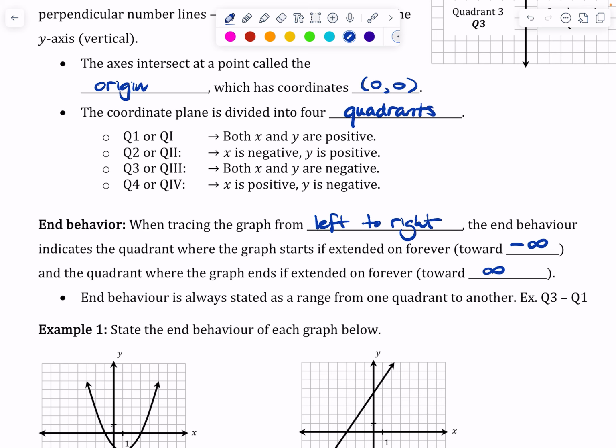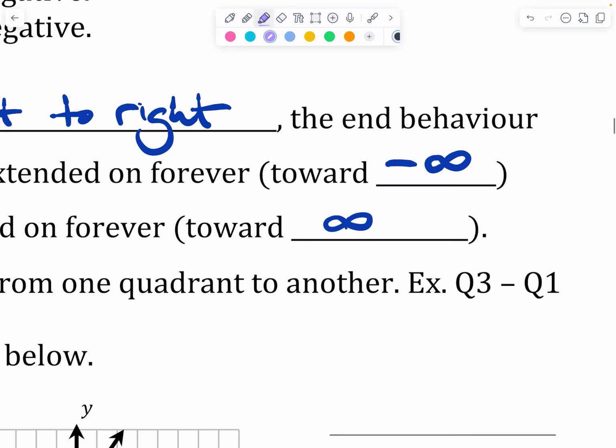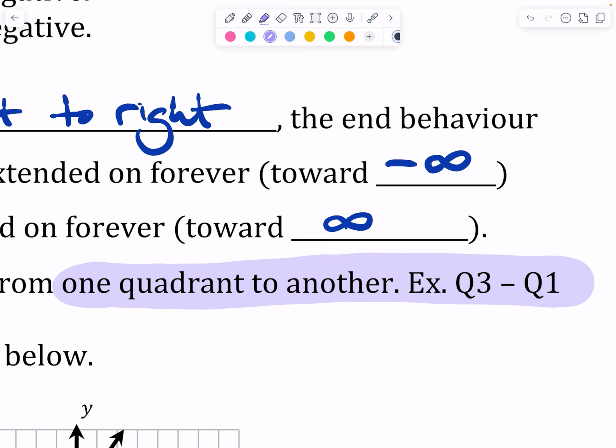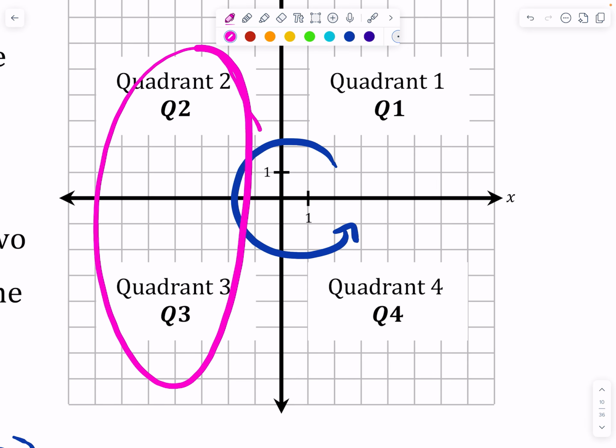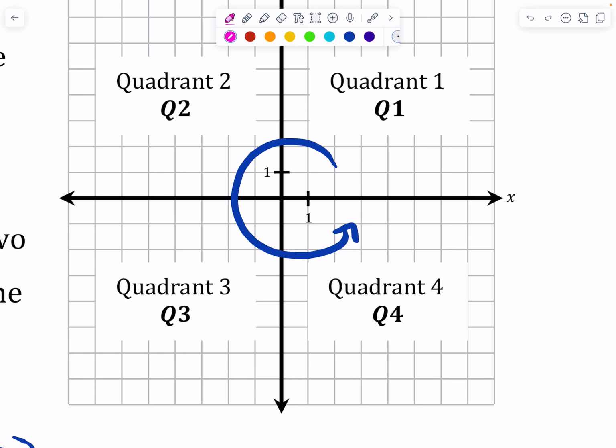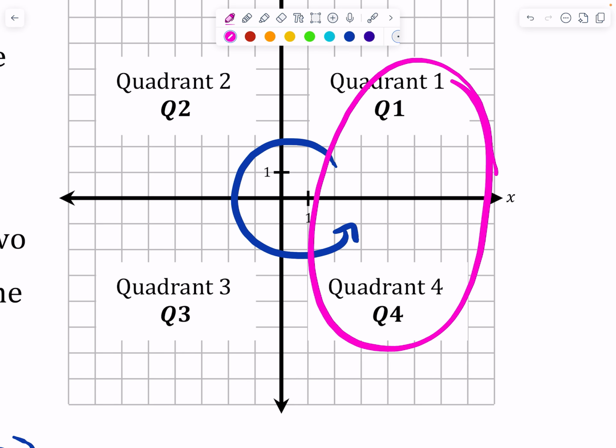And the way to state it will always be as going from one quadrant to another. So for example, quadrant 3 to quadrant 1, where that would be left side for quadrant 3 and right side for quadrant 1. Worth noting, the left side has to be quadrants 2 or 3. The right side has to be quadrants 1 or 4.